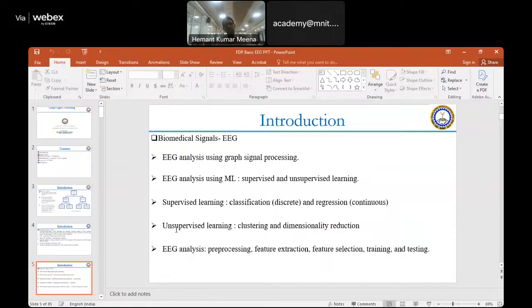Coming to unsupervised learning. In unsupervised learning, you basically make clusters and do dimensionality reduction. Here you don't need to specify training and testing; you can simply make the clusters. When there is a lot of data, unsupervised learning becomes very useful. In EEG analysis, what do you do? You do pre-processing, feature extraction, feature selection, training and testing.